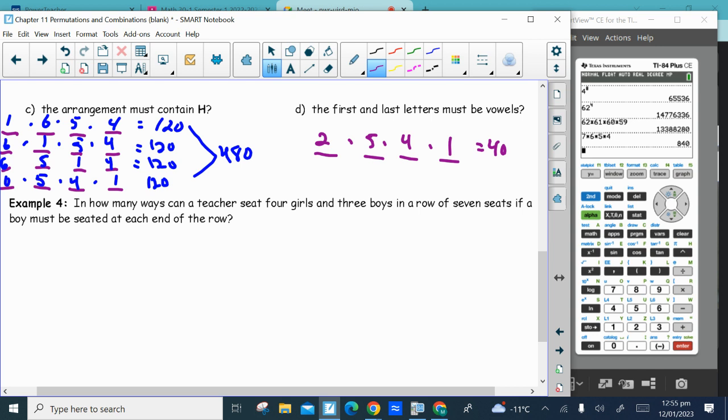Number 4, how many ways can a teacher seat 4 girls and 3 boys in a row of 7 seats if a boy must be seated at the end of each row? So you have 7 students and you're arranging all of them.